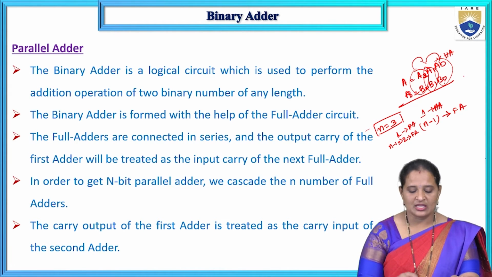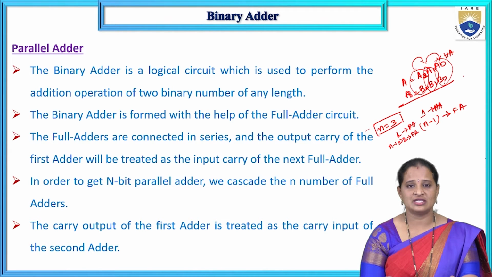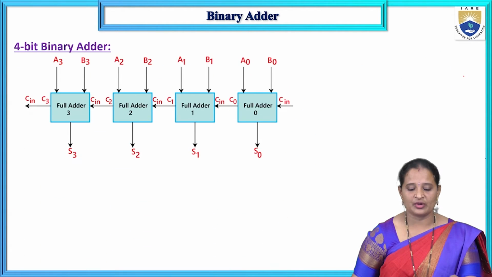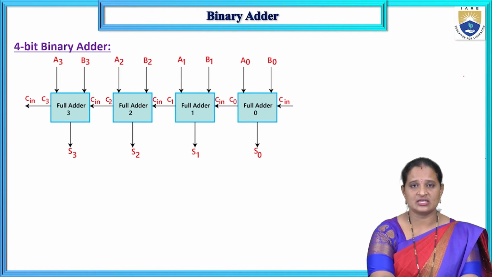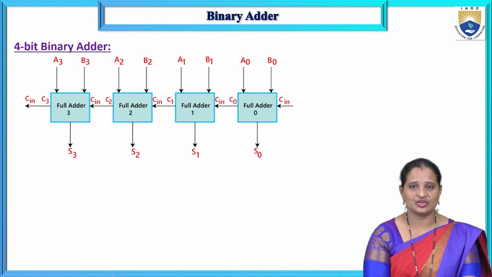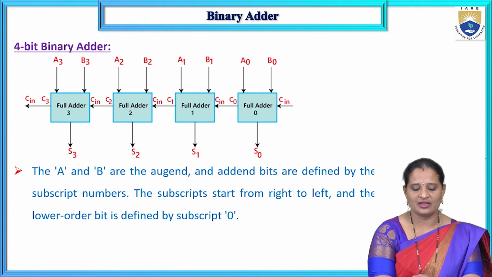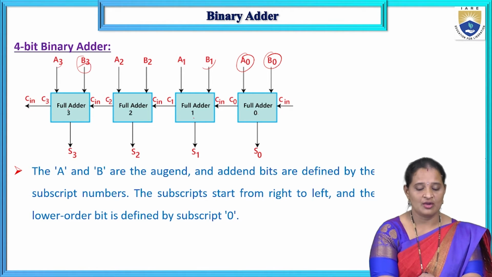So the carry output of the first full adder is treated as the carry input to the second full adder, and the carry output of the second full adder is treated as the carry input to the third full adder. So this is the 4-bit binary parallel adder circuit, where we are constructing a 4-bit binary parallel adder using 4 full adders. Full adder 0 performs the addition of the least significant bits. Next, A1, B1 are added using full adder 1, A2, B2 are added using full adder 2, and A3, B3 are added using full adder 3.